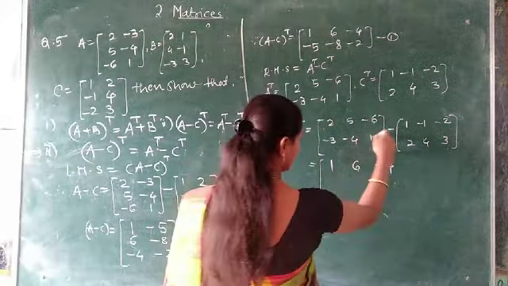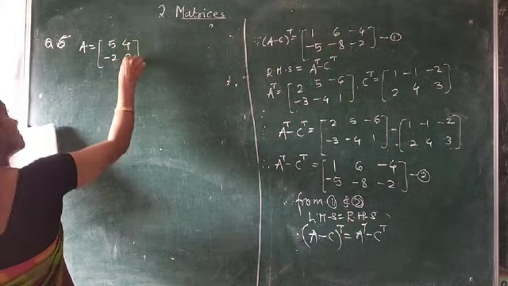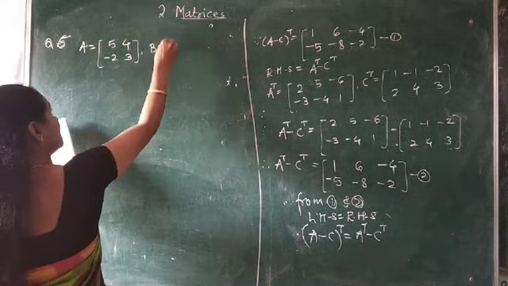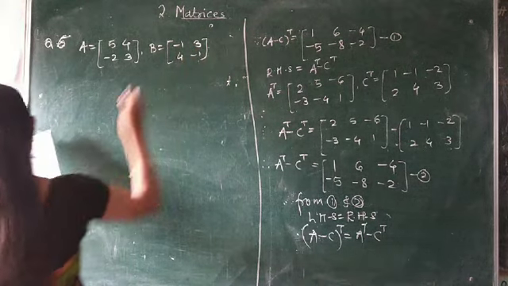The next question: we have been given two matrices A and B. Question number 6. What is question 6 here? If A is equal to 5, 4, minus 2, 3, and B is equal to minus 1, 3, 4, minus 1.